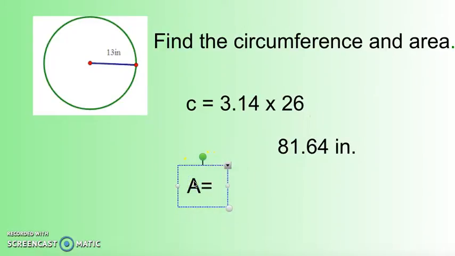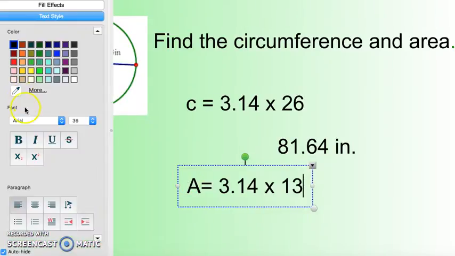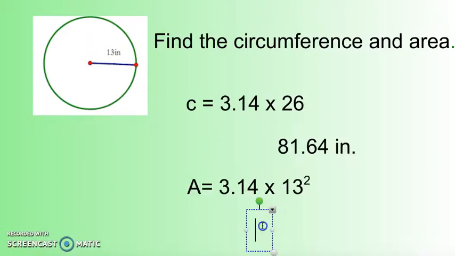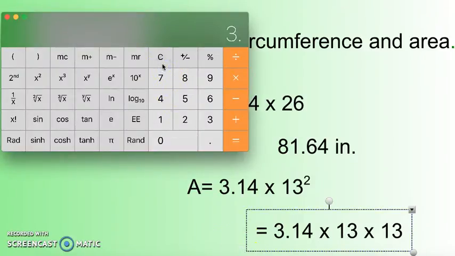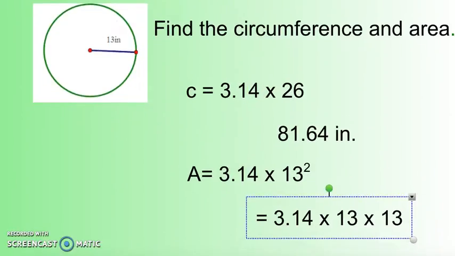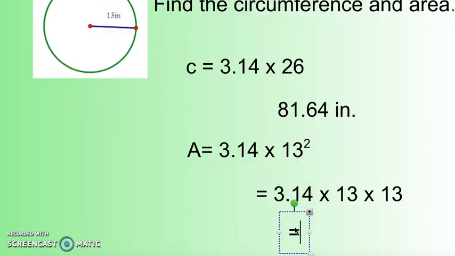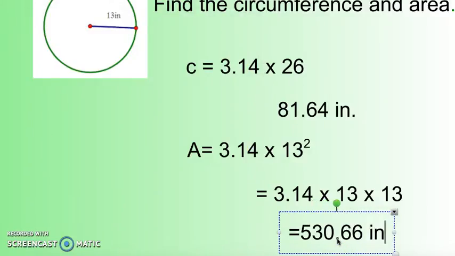Now let's find area. 3.14 times radius. Well, they already gave us radius, and it's radius squared. So how do we put that in the calculator? 3.14 times 13 times 13, and let's do that. 3.14 times 13 times 13, and the answer is 530.66, and it's inches squared as an answer.